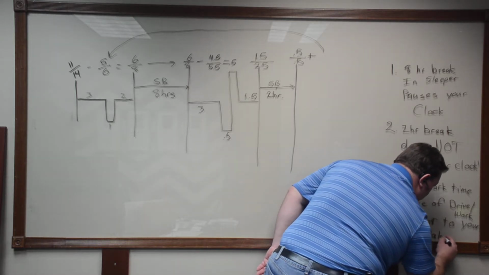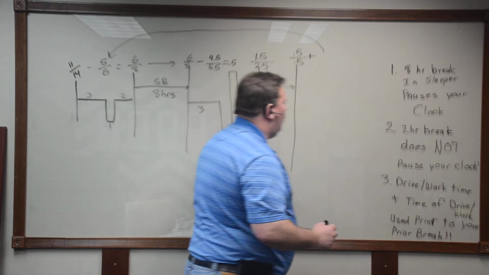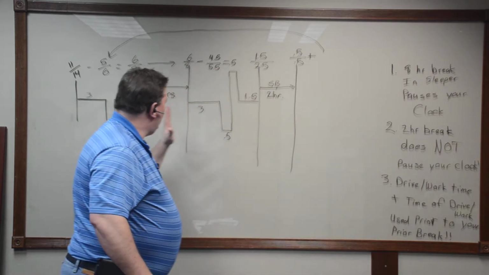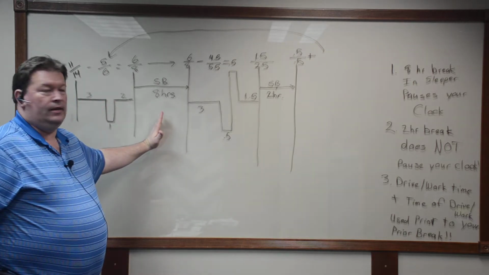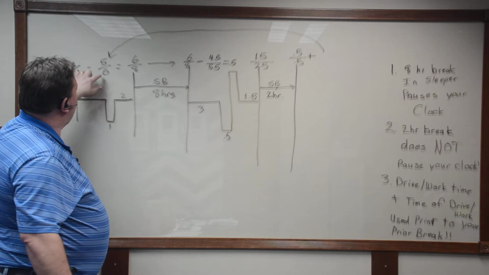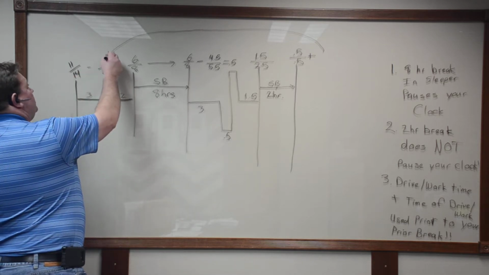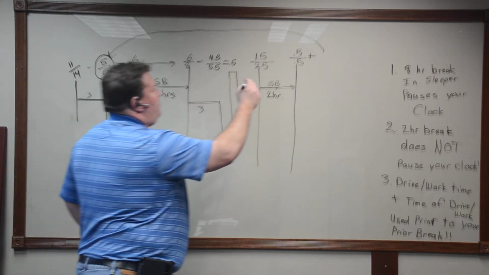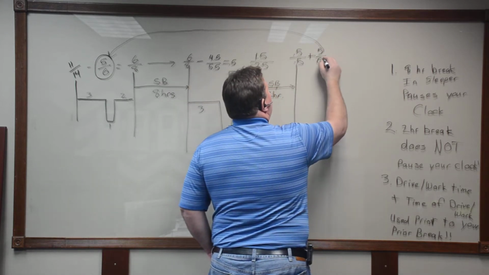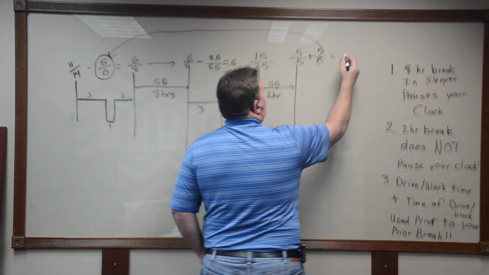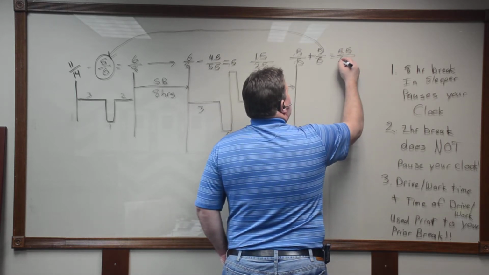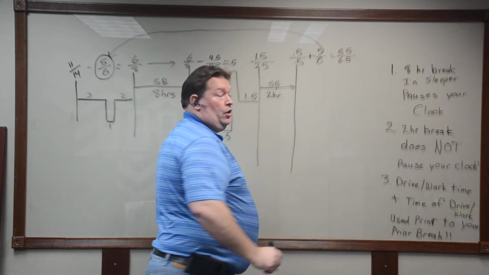So there's 2 priors in there, but it's very important. When you wake up from this 2 hours, your prior break was this 8-hour break. So everything you used prior to your 8-hour break was this 5 hours and 6 hours. So you add the 5 and 6 up here. So you wake up on that 2-hour break with 5.5 hours to drive and 6.5 hours to work.